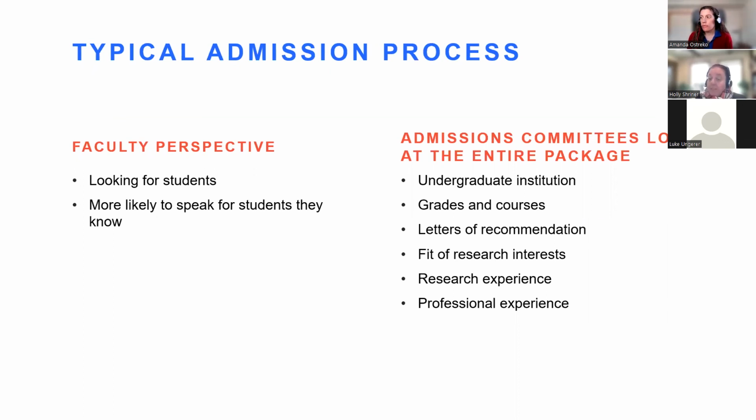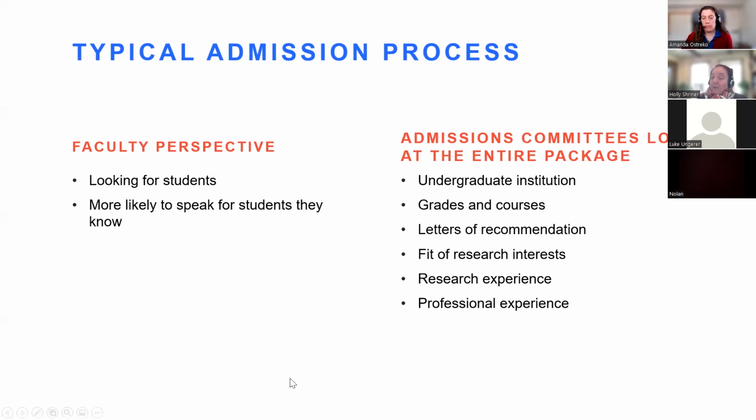And then admissions committees do look at the entire package. They're not going to be looking at one specific thing that is the make or break generally. They're going to be looking more holistically at you as an individual and as an applicant. So they're going to be looking at your undergraduate institution, the grades and courses you took, those letters of recommendation. Do your interests fit with the department or the program or the school's research interests and or expertise? Do they require research experience? Do they require professional experience? All of those things are going to come into play when an admissions committee sits down to look at an application.